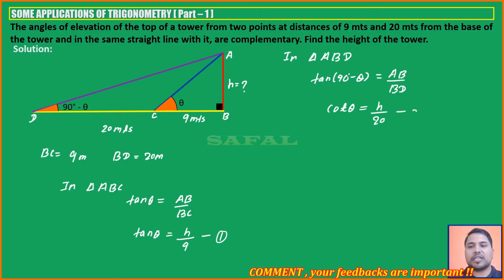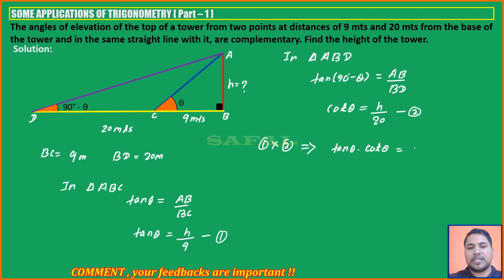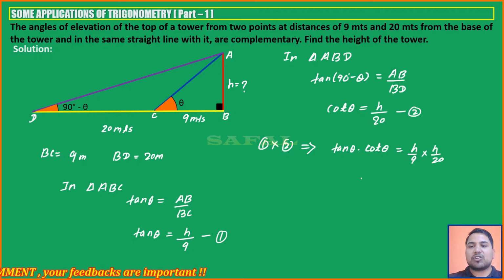So this I am calling equation 2. Now I am going to multiply equations 1 and 2. Left hand side we have tan theta into cot theta, correct? Right hand side we have h by 9 into h by 20. We know that tan theta and cot theta are reciprocal of each other, so left hand side becomes 1, and right hand side h into h, h square, and 20 into 9, that is 180.